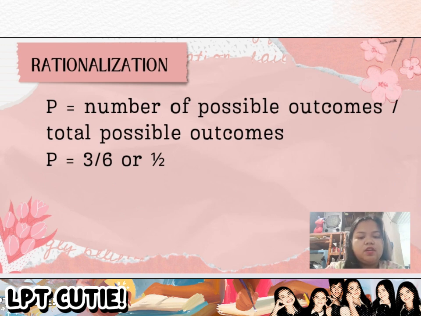3 over 6. Is it the final answer? Not yet, since we can reduce that to simplest form. 3 divided by 3, we have 1. 6 divided by 3, we have 2. So P is equal to 1/2. So the correct answer of number 18 is letter D, 1/2.